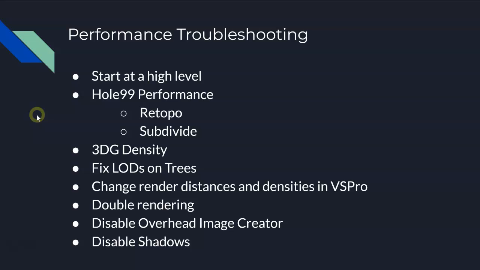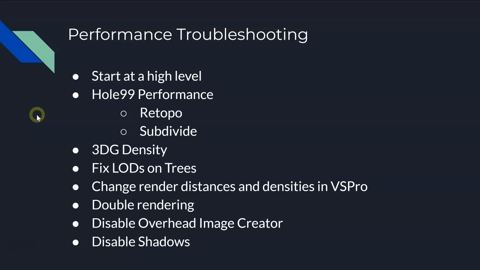We talked a lot about Hole 99 performance. Remember, you can always retopo and subdivide and then retest that. Just be careful when you do that, because maybe you're double rendering your Hole 99. Did you remember to get rid of the original one? Is it still on? If they're both sitting there, you subdivided but your original is still there and it's not subdivided or retopoed, then you're double drawing and it's going to be even worse than before.